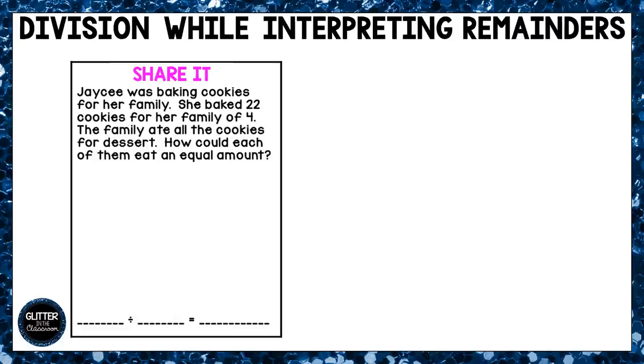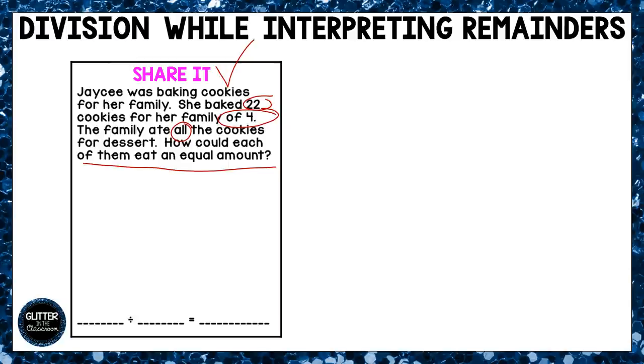Okay, let's talk about the last option of what you can do with your remainder, and that is share it. JC was baking cookies for her family. She baked 22 cookies for her family of 4. The family ate all the cookies for dessert. How could each of them eat an equal amount?